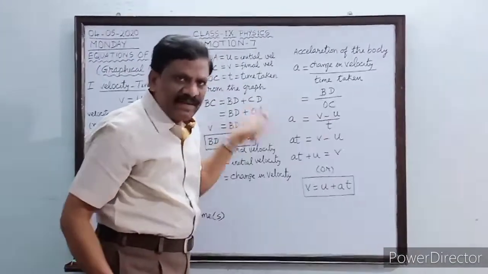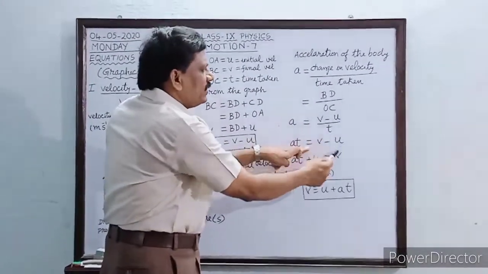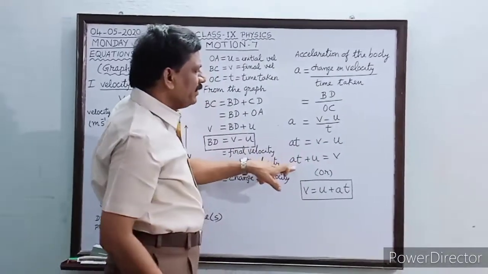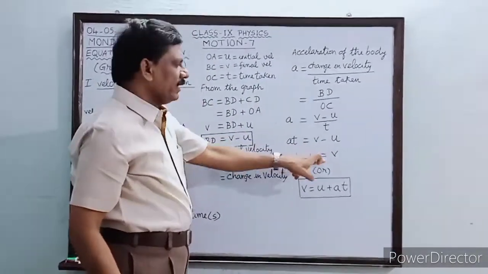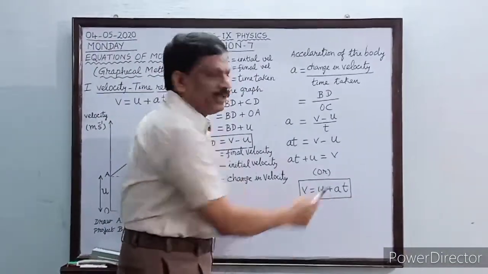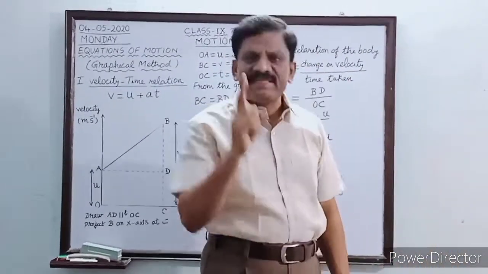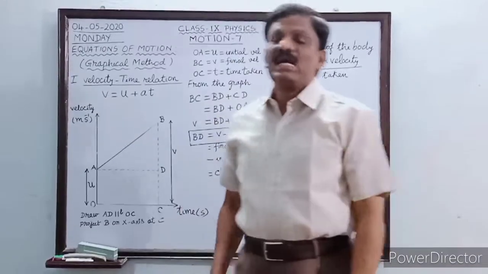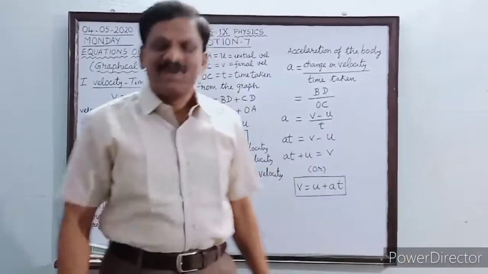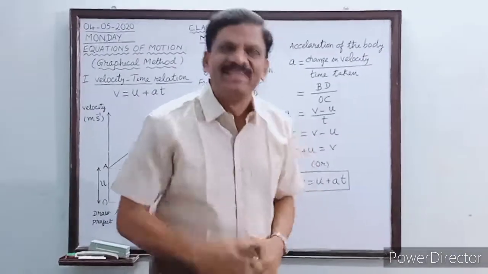Shift this T to the left side. It will become A into T. AT is equal to V minus U. And shift this minus U from the right side to the left side. It will become AT plus U equal to V. Now you rearrange, you will get the equation what? V equal to U plus AT. So this equation V equal to U plus AT is the first equation of motion, and it is also called as velocity time relation. I hope you all must have understood. Shall we go to the second equation of motion? That's good.